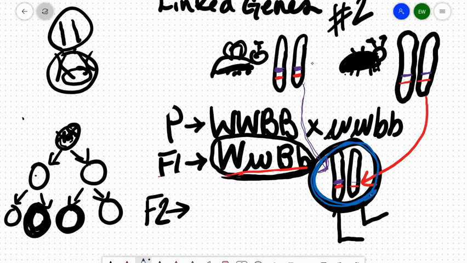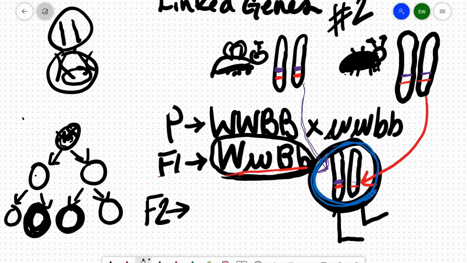Either the offspring are dominant for both traits or they are recessive for both traits, but they're not going to be recombined. You're not going to see a dominant for the wings and recessive for the body, or vice versa, because their parents only had a dominant chromosome or a recessive.